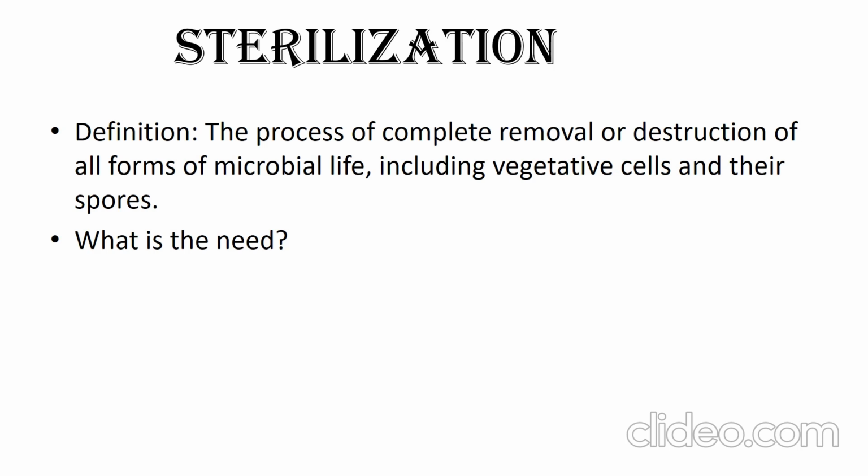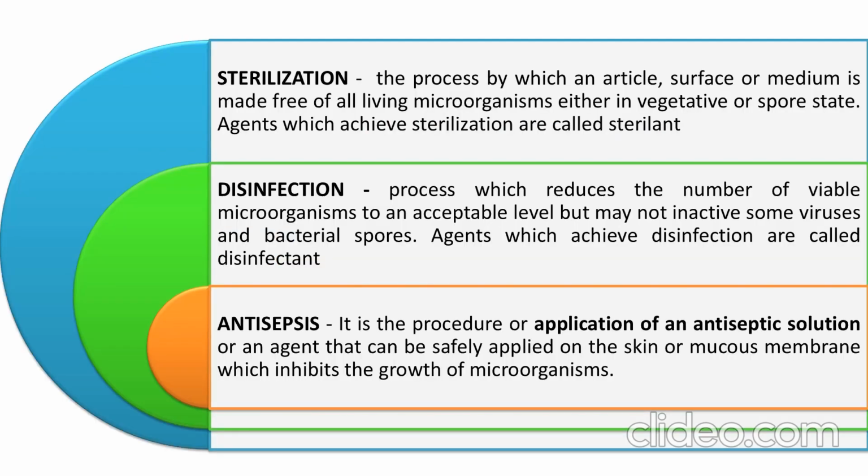It is defined as the process of complete removal or destruction of any forms of microbial life, including the vegetative cells and their spores. So, what is the need for sterilization? The aim of all sterilization strategies is to kill or remove unwanted microorganisms. In certain cases, microbes are regarded as potential pathogens, and therefore it is essential to eliminate these forms, either in a vegetative form or a spore form of microbial life. All microbiological techniques require appropriate and adequate sterilization for the diagnosis of pathogens.